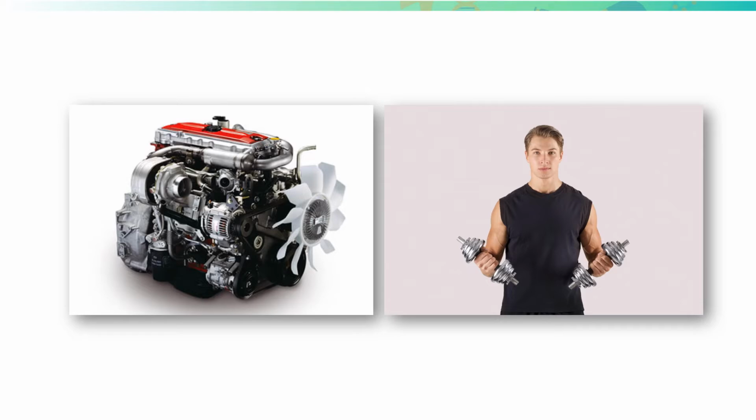Ibig sabihin, mas mabilis niyang mapapa-accelerate yung car from 0 to 60. For example, in just 4 seconds, it can go from 0 to 60 na agad. That is a 160 horsepower. The point is that for the same amount of work, power and time are inversely proportional. The power equation suggests that the more powerful your engine is, the same amount of work can be done in less time.